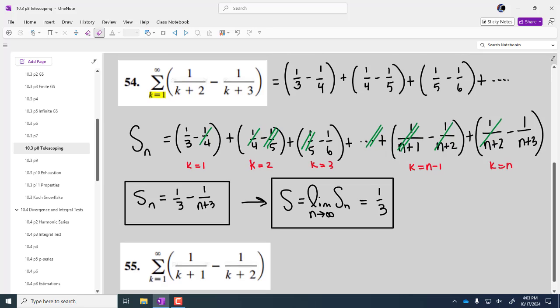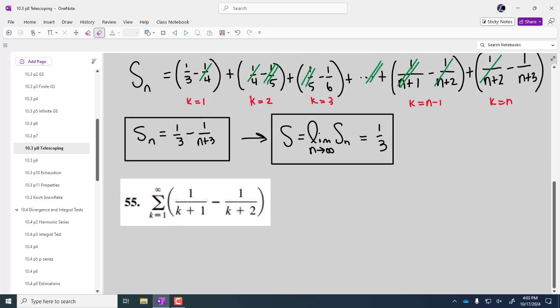So with this first example, I wrote out this general look of the expanded form just to talk about the collapsing stuff. In practice, it's smart just to go straight to S sub n, because then you don't have to write all that stuff twice. So let's leave this right here, and you all try 55. Write out S sub n, simplify S sub n, and then take its limit.